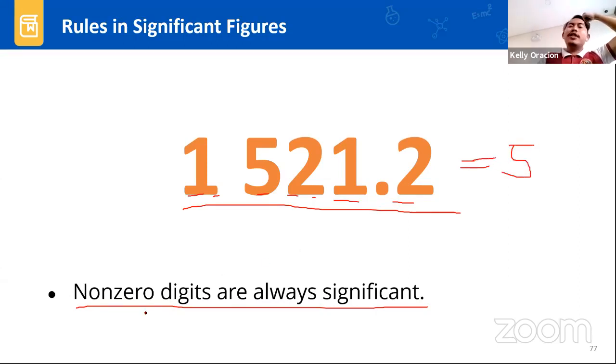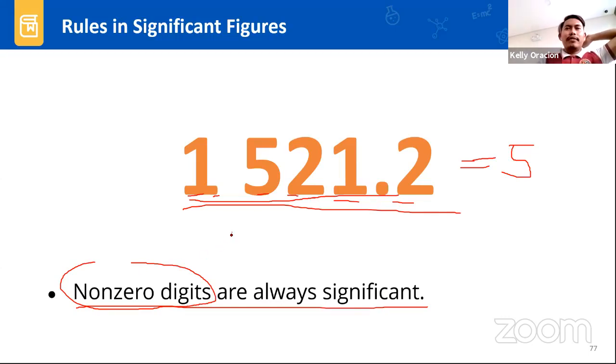Okay? So, non-zero digits are always significant. In this example, there are 5 significant figures because there are 5 significant numbers. They are all significant. Okay ha? Take note ha? Non-zero digits are always significant. Take note of that rule.